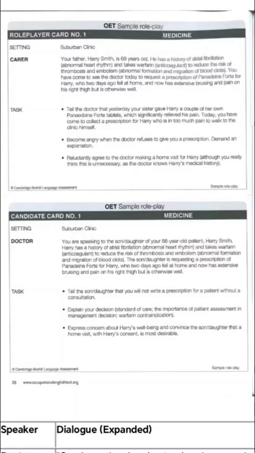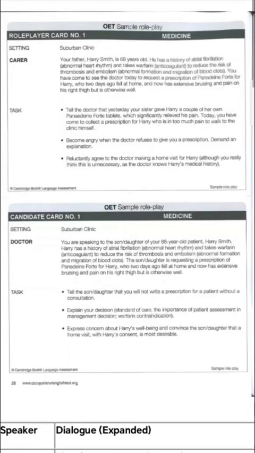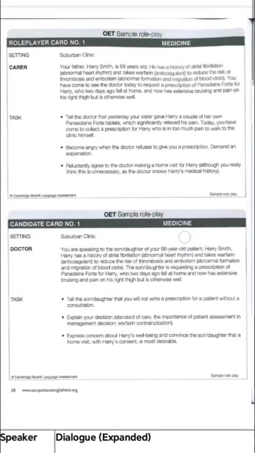You can see that the setting in role player card number one is a suburban clinic. Here is the carer, which means the patient is not here in this setting. The patient's father is sick, and his son, his carer, is here with you to discuss the scenario. So what exactly is the scenario given to the role player? The father, Harry Smith, is 68 years old.